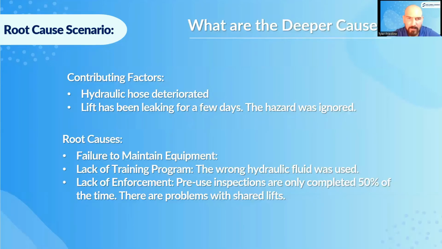So contributing factors: the hydraulic hose deteriorated and the lift has been leaking for a few days. The hazard was ignored. So perhaps we did more than 5 whys to dig down to this, but failure to maintain the equipment was a root cause. The lack of a training program, right? The wrong hydraulic fluid was used, and lack of enforcement, right? Pre-use inspections at this organization were only completed 50% of the time. Right? That's a good test.